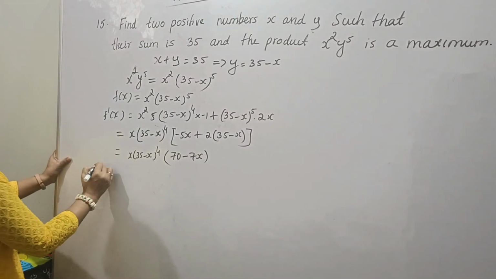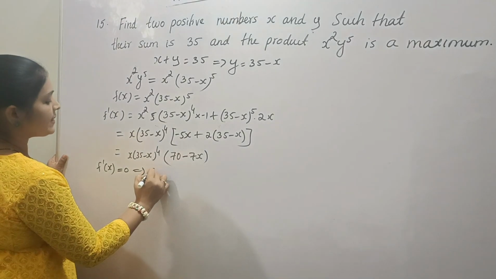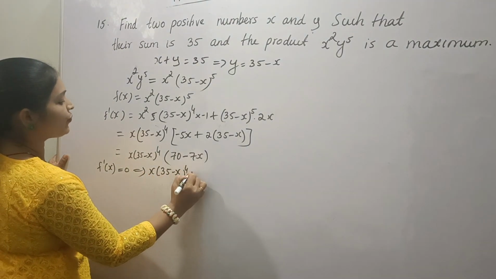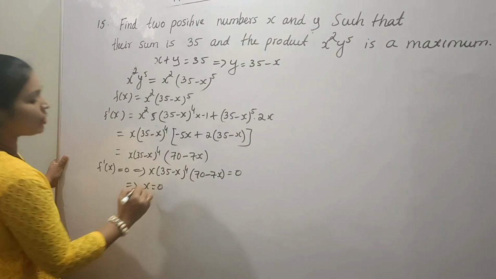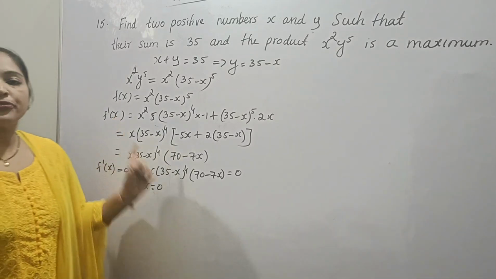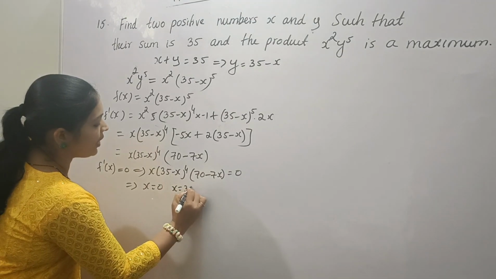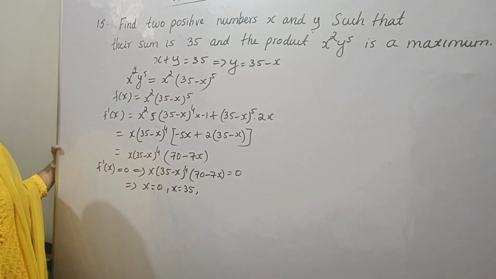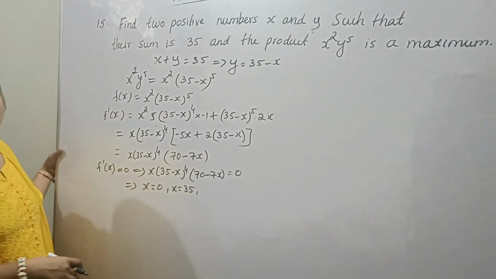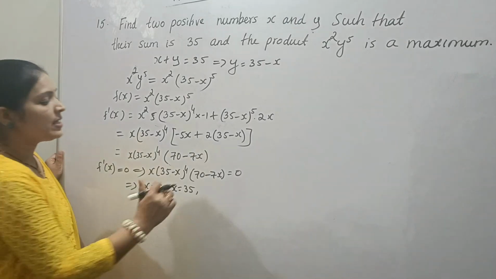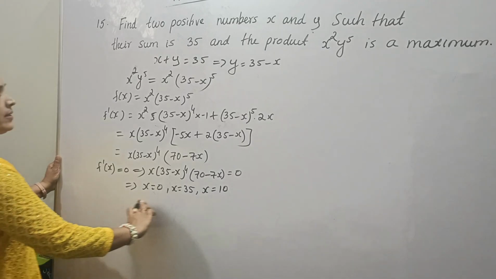Okay. Now for critical points, f dash of x is equal to 0 implies x into 35 minus x whole raised to 4 into 70 minus 7x is equal to 0. This implies x is equal to 0, and 35 minus x whole raised to 4 is equal to 0 implies x is equal to 35, right? And 70 minus 7x is equal to 0 implies 7x is equal to 70, x is equal to 70 by 7, so x is equal to 10. Then these are 3 points.